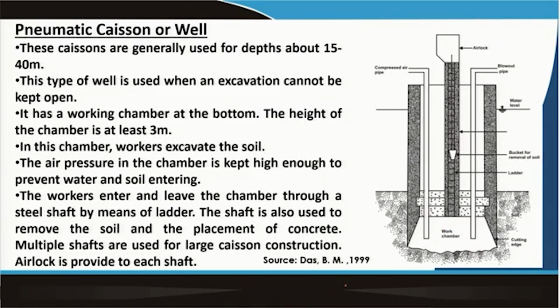The next one is the pneumatic caisson or well. This type of caisson is generally used for a depth of 15 to 40 meters. This type of well is used when the excavation cannot be kept open. What is the difference between this one and the first one? In the first one, both bottom and top are open. Sometimes it is not possible to keep the excavation open, because soil can enter or water can enter. In such a case, this type of caisson or well can be used.